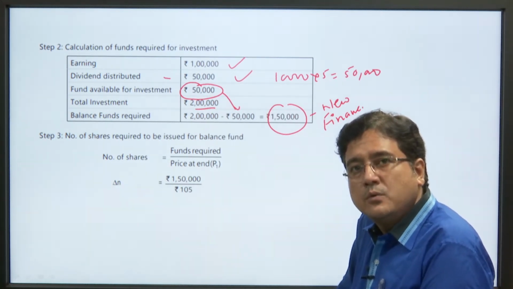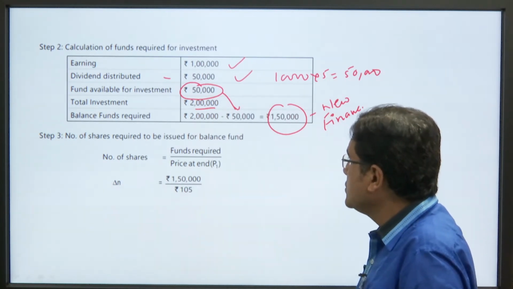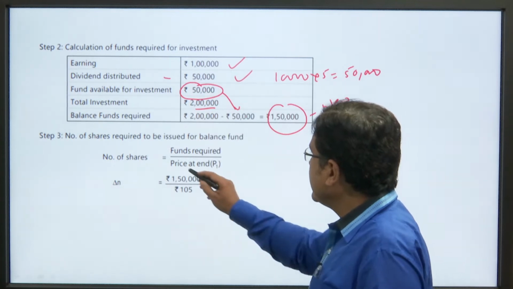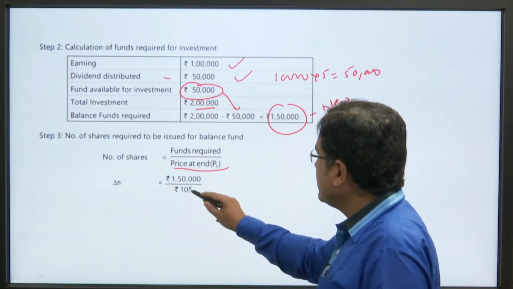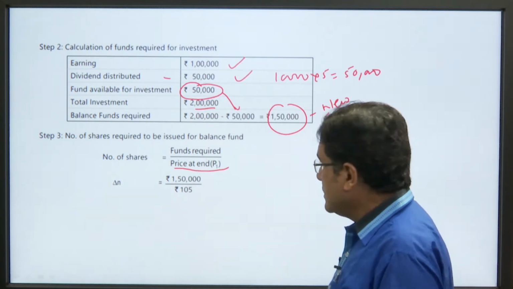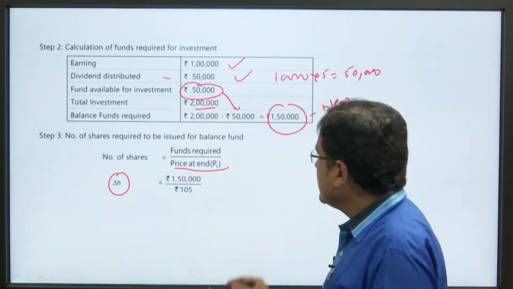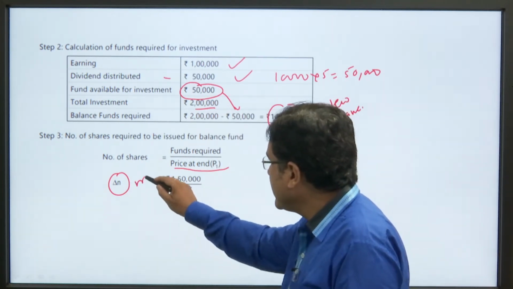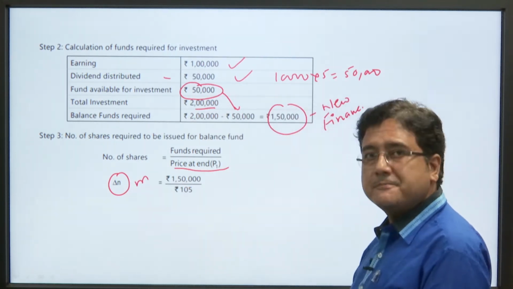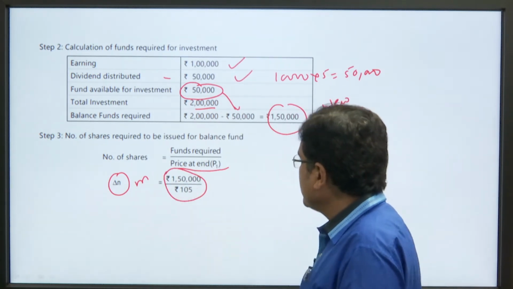We know the new share rate. The new share rate at the end of the period is 105. So n, or you can say m, is this value. We can solve this also.